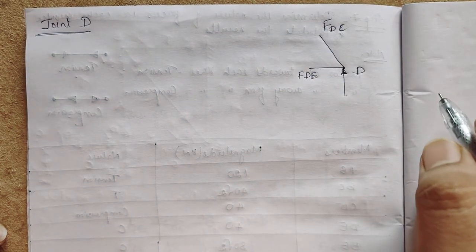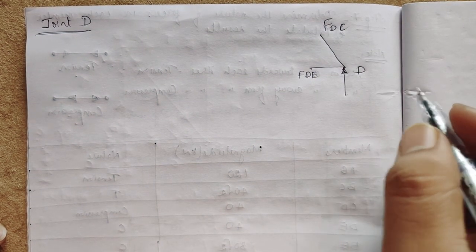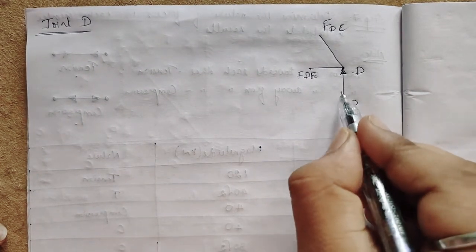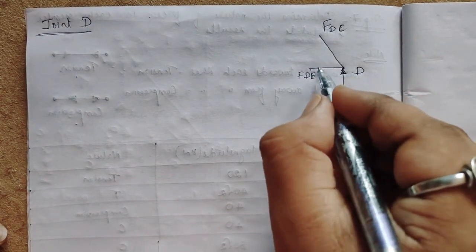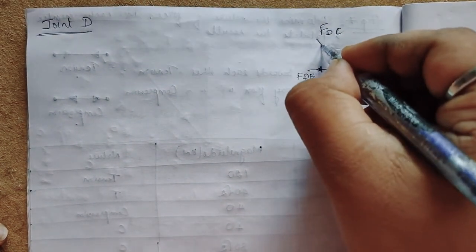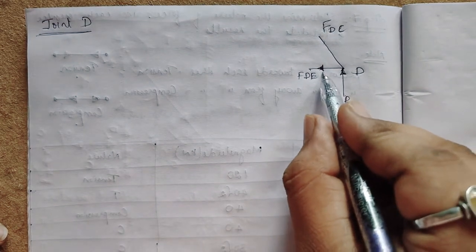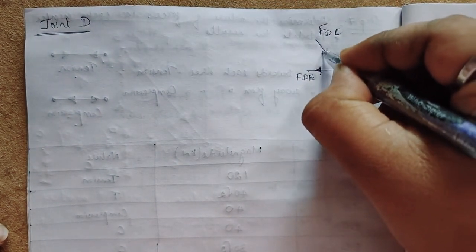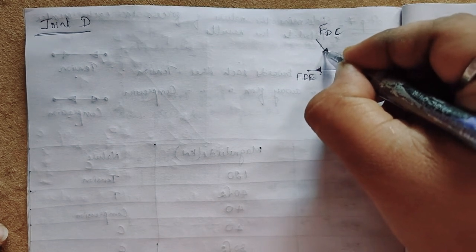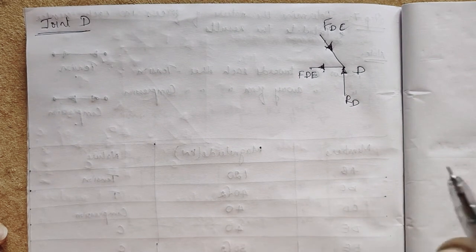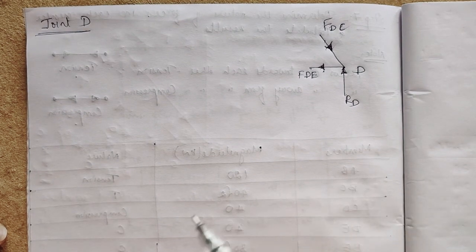Let us assume the forces. As it is the reaction, this is RD, it is going towards the point. I'll just assume that the forces are going outward of D. This FDE is going outward and this FDC is coming inward. No problem, you can assume anything. You can assume the opposite also. If you assume reverse, then you will get the value negative.